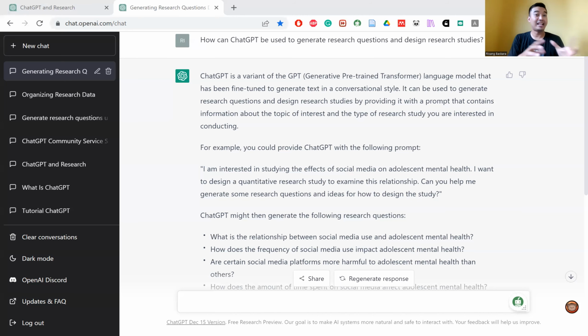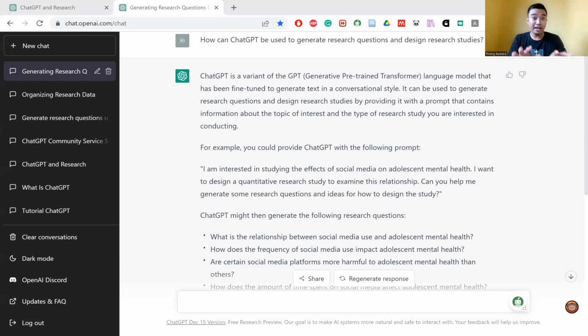Then ChatGPT might generate a list of suggestions such as what is the relationship between teaching strategy and student achievement, what factors influence the effectiveness of different teaching strategies, and so on. Then we might want to evaluate and refine these suggestions to create a list of research questions such as research question number 1. What is the relationship between teaching strategy and student achievement? Research question number 2. How do different teaching strategies impact students' engagement and motivation?